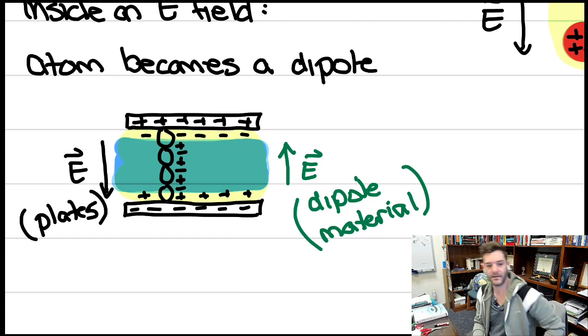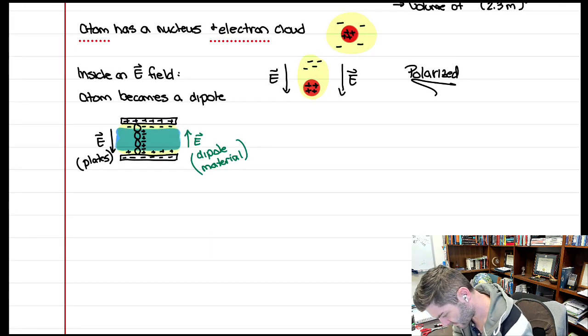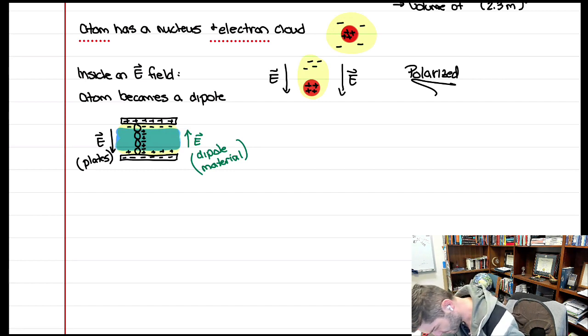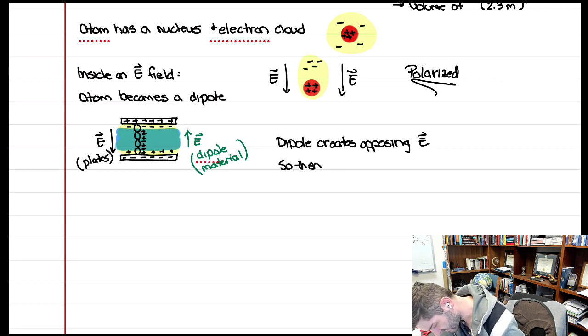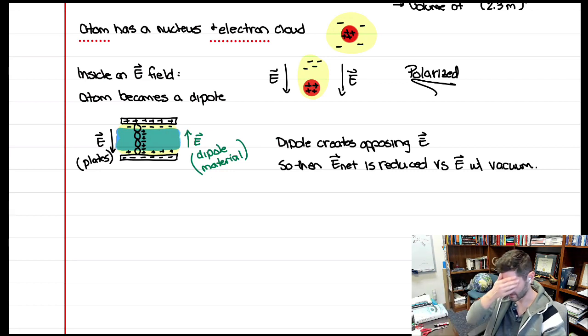that then ends up forming in between the two plates. And so overall, that means the net electric field, so the dipole creates an opposing electric field. So then the net electric field, which is the sum of the two, is reduced versus the electric field when they're with a vacuum or when it was just air or whatnot.